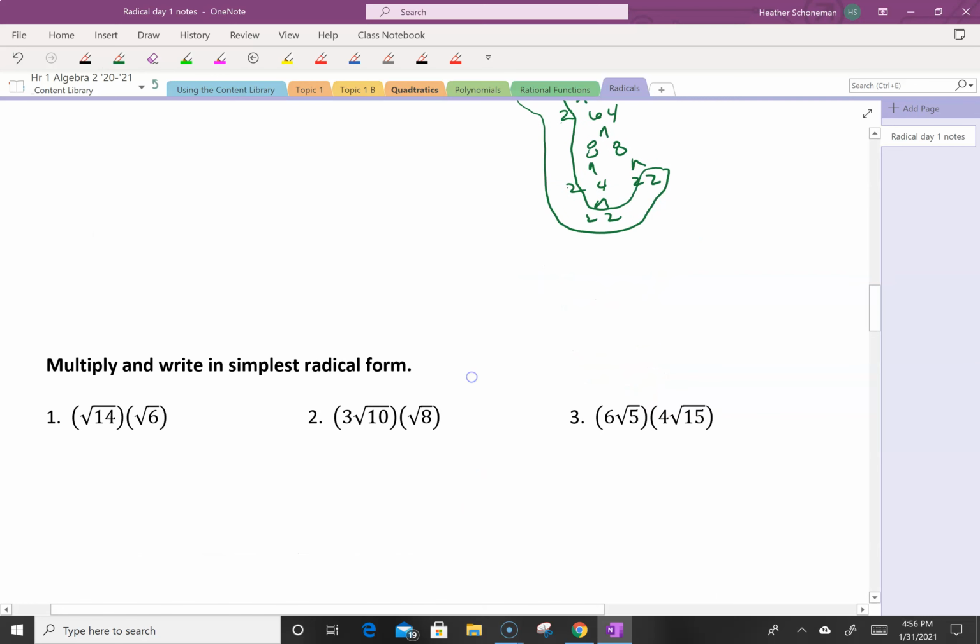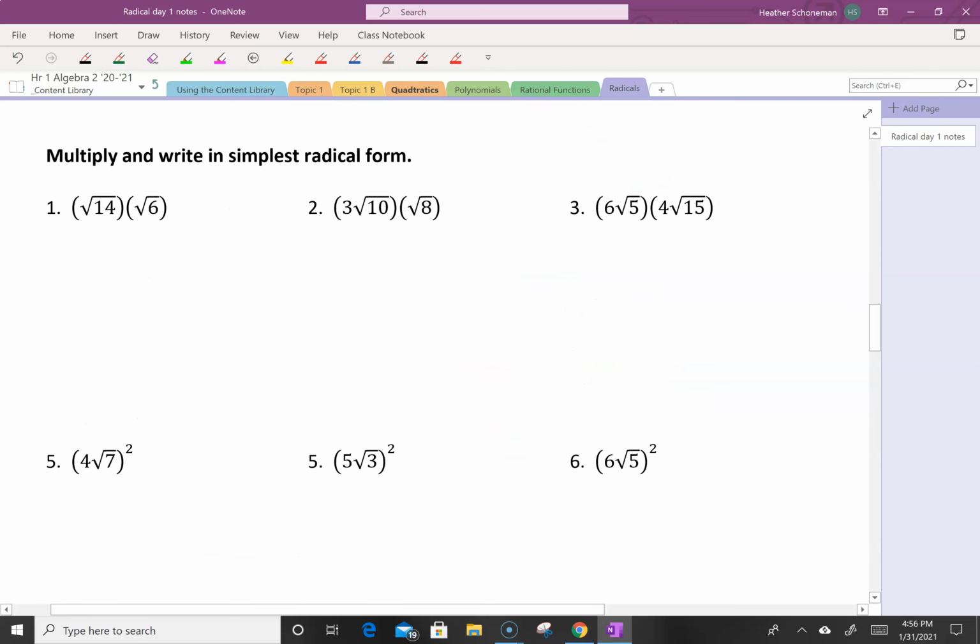All right. Let's see what we can do here. Now we're going to multiply. Now all of these we're going back to square roots that we're working on. So think about square roots now. When we multiply, we can multiply numbers that are both in the radical or both out of the radical, but we can't mix and match.